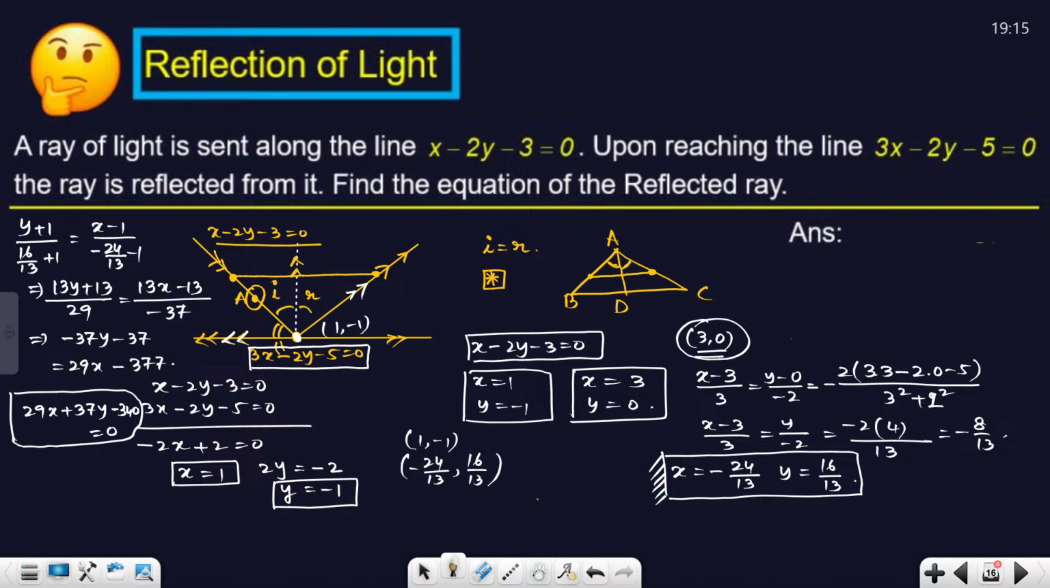I hope you have understood what I have done. Whenever this kind of question comes, always remember: if they have asked to find the reflected ray, when the incident ray and the mirror are given to you, you simply find any point on the incident ray by inspection, then find its image. That image is going to fall on the reflected ray. Is it clear?